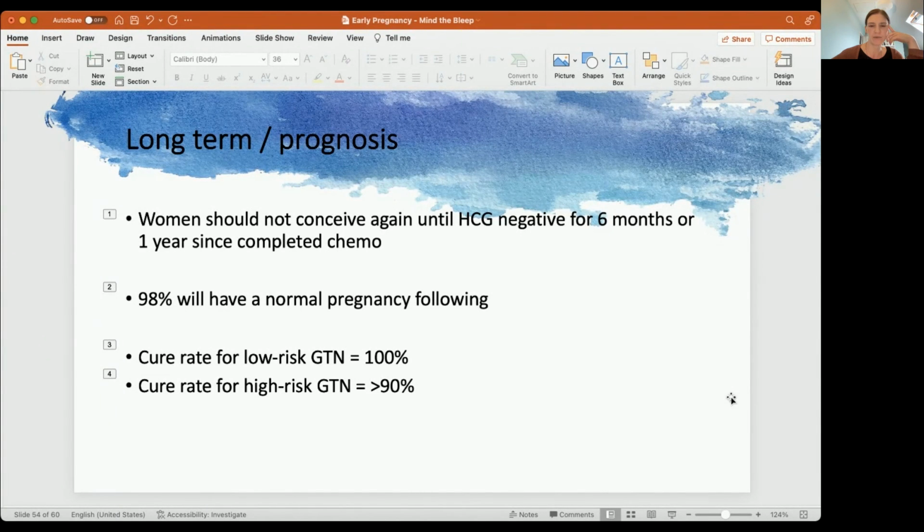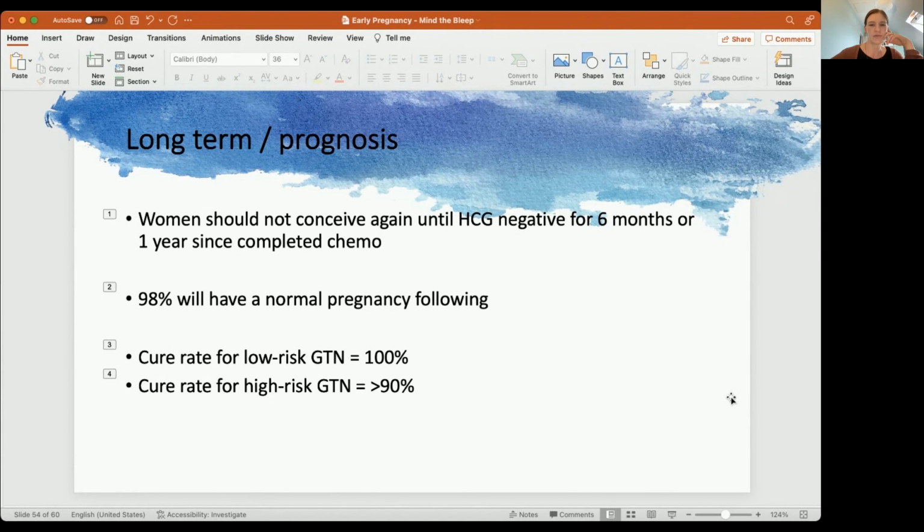If they have had a molar, they should not get pregnant again for 6 months after they've had a negative HCG, or for a year after they've had chemo. The vast majority, or almost everyone, will have a normal pregnancy after a molar pregnancy. There is a slight increased risk of recurrent molar, but it's not very high. Most women will just have a normal baby next time.